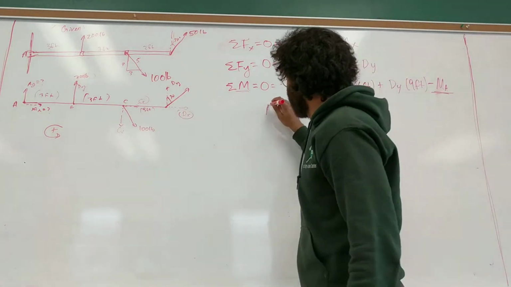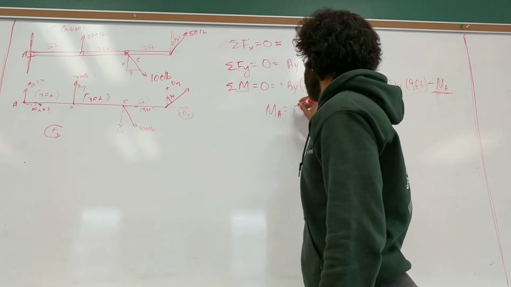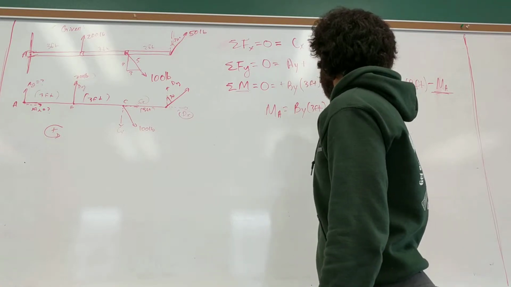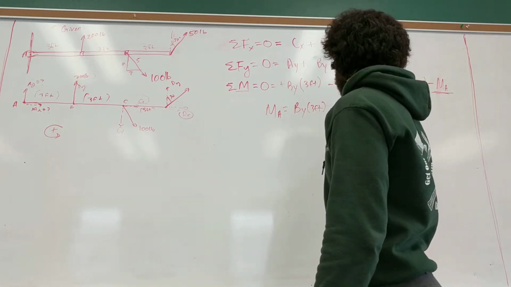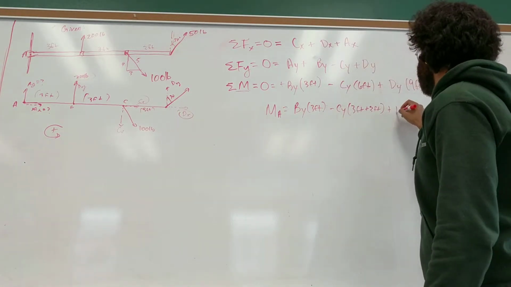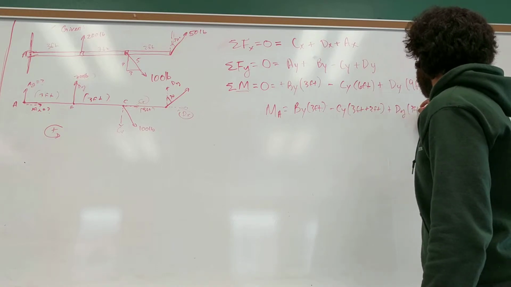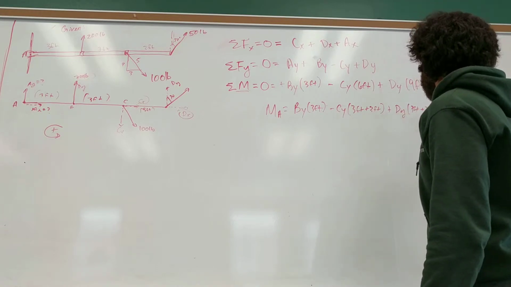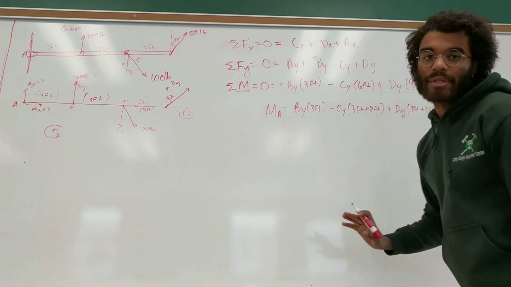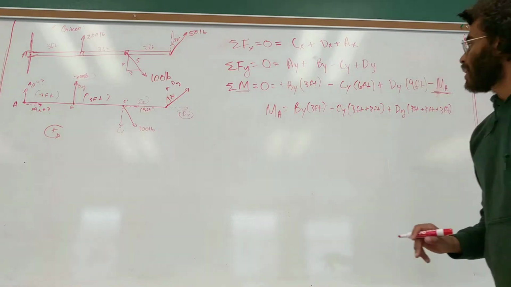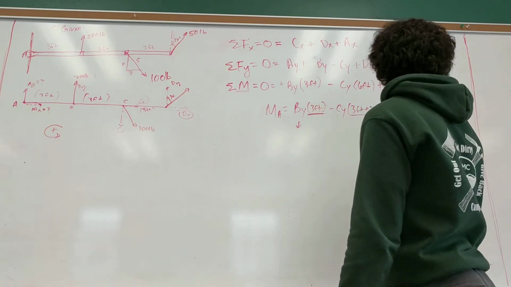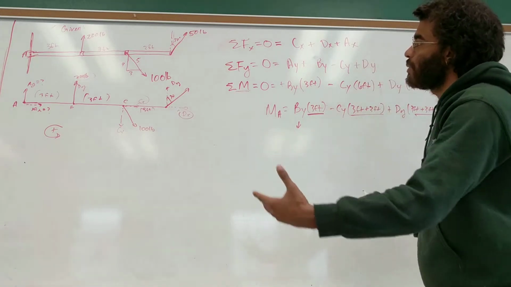So we're going to get MA is equal to BY times 3 feet, and then minus CY times 3 feet plus 3 feet, and then plus DY times 3 feet plus 3 feet plus 3 feet, which equals 9, right? I'm just showing you the process that I went through. And now we need to solve for BY. We have these parts done, and that's solved for already. So how do we solve for BY?